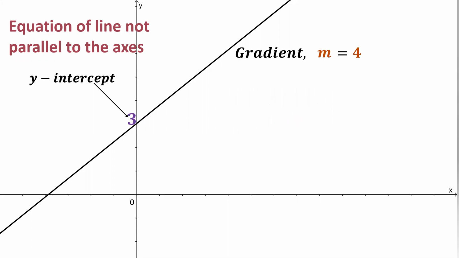Let us take an example. In this case, the y-intercept is 3 and the gradient, that is m, is 4. We know that the equation of line is in the form y is equal to mx plus c. If we replace m and c in the equation, we have y is equal to 4x plus 3.